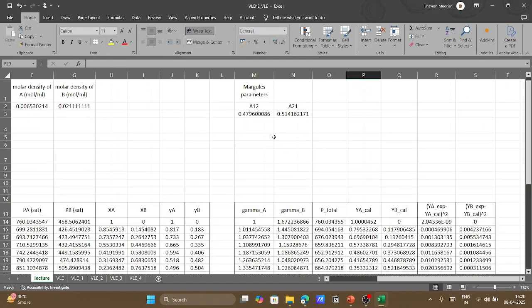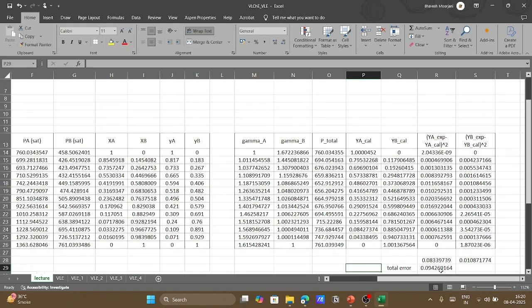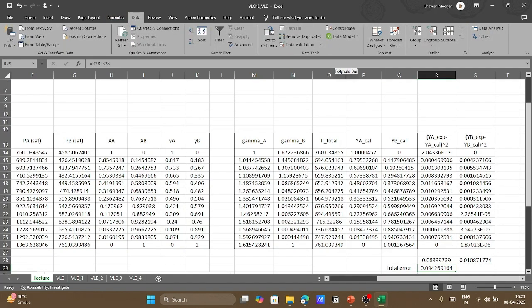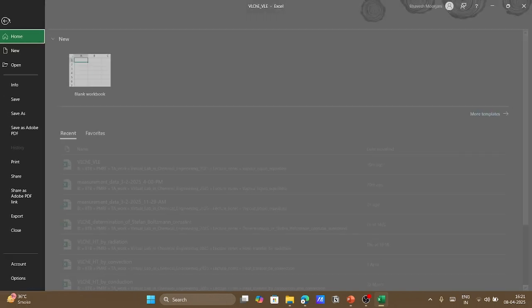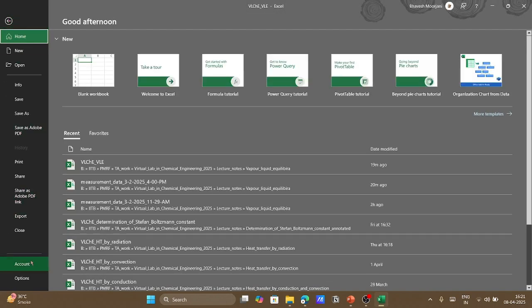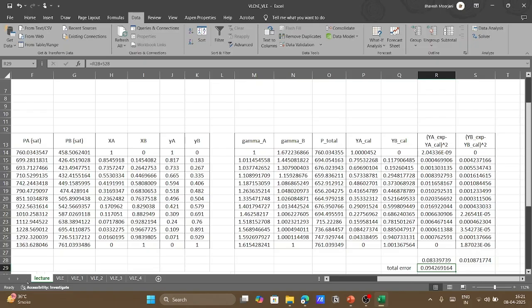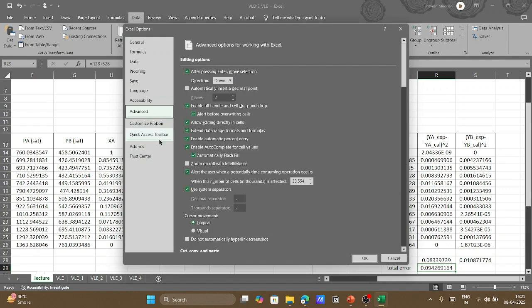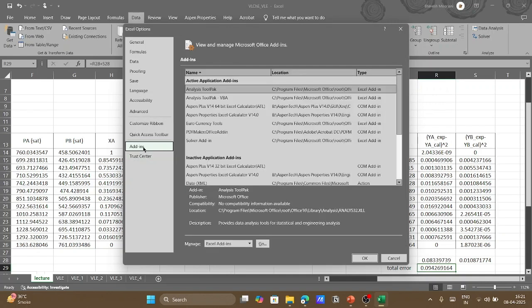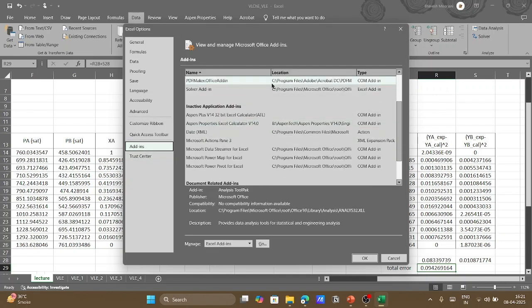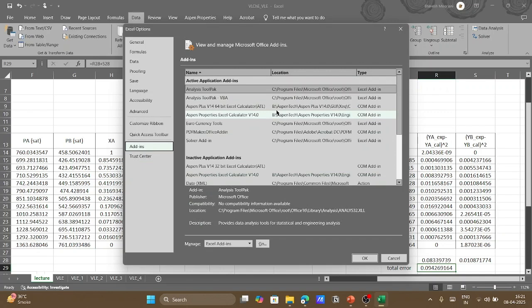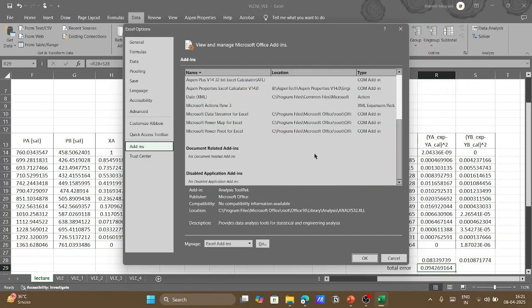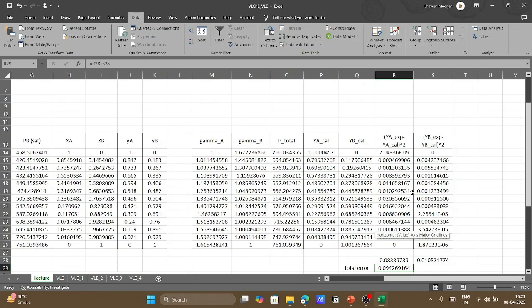Now we want to modify the Margules parameter such that this error is minimum. So for that we will use the Solver option in Excel. If you don't have Solver in your Excel, you can go into your account options, look for advanced options and find some add-ins. So here if you search for the Solver add-in, then you can import that. You can watch some YouTube tutorial on how to add Solver into your Excel, right?